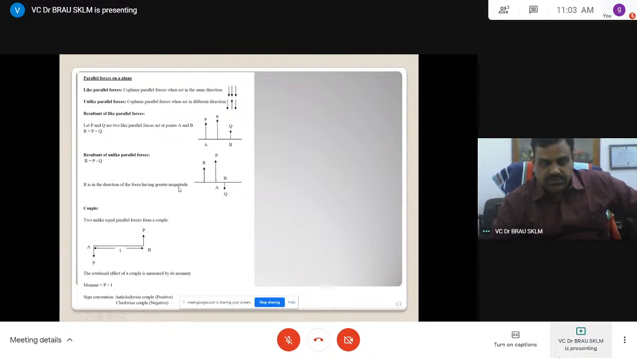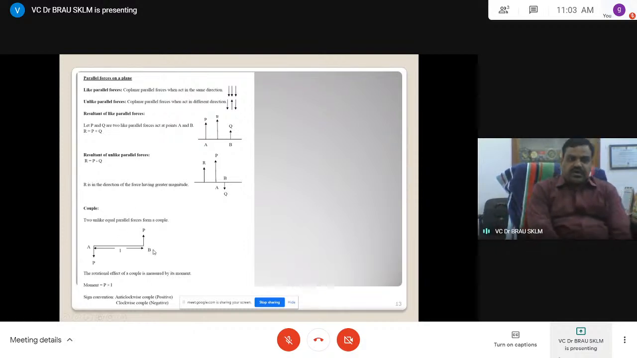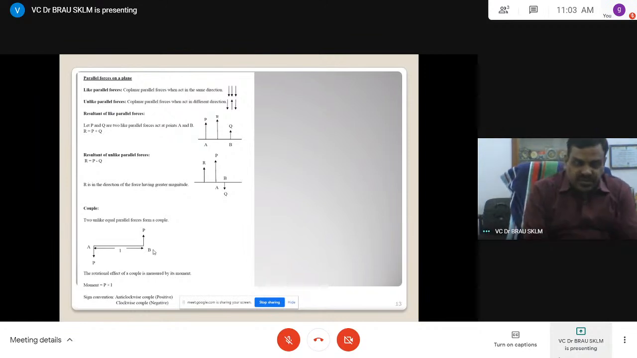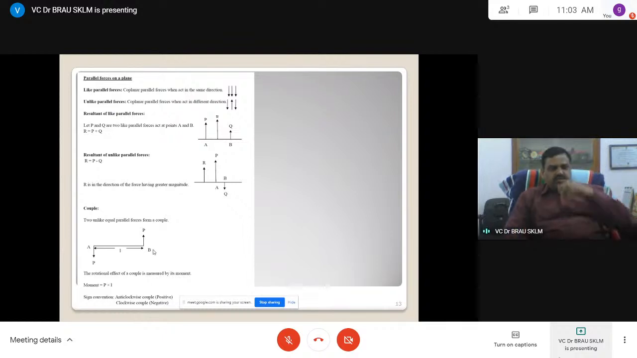Now let us see the couple. A couple is nothing but two equal and opposite unlike parallel forces; unlike, but the magnitude is the same. Otherwise it is not called a couple. The rotation effect of a couple is measured by its moment. For the positive and negative sign convention, you can consider anticlockwise or clockwise, or vice versa. The choice is yours, but throughout the problem you have to follow the same procedure.